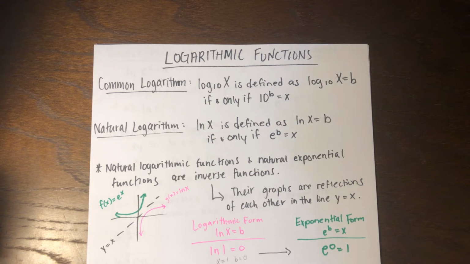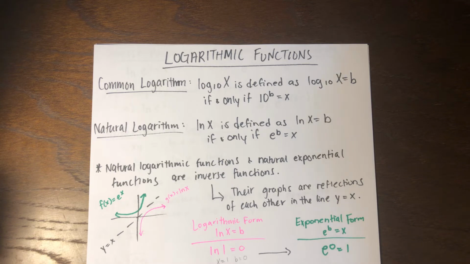Okay, so we're going to be learning about logarithmic functions this week. The common logarithm has the base 10, and the natural logarithm, which is most common, uses the base e. Log base 10 of x equals b if and only if 10 to the b power is equal to x. For the natural log, ln x equals b if and only if e to the b power is equal to x.